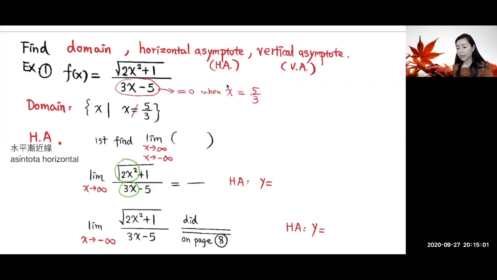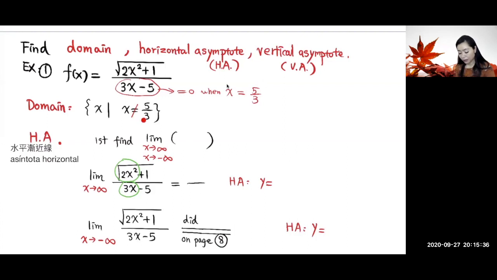Okay. Now what happens to this square root? In the square root, it's required that the radical be greater than or equal to 0. But this is already satisfied because this is x squared. X squared is always greater than or equal to 0. Plus 1, it should be greater than or equal to 1. So there's no restriction on x over here. So the domain here will be all real numbers x such that x does not equal 5 over 3.